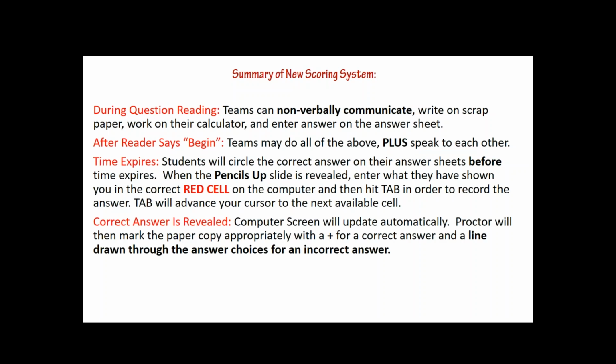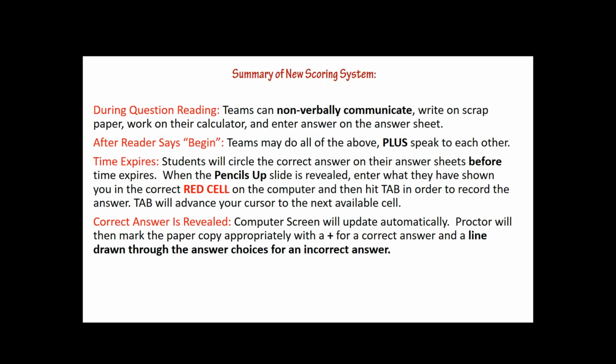The question reader will then reveal the correct answer. The computer screen in front of you is going to update automatically. That's basically because you have a scorekeeper at another table entering the answer in the answer key, and they won't do that until everybody has entered an answer at the tables. So once that has updated, you will, as a proctor, mark the paper copy appropriately with a plus for a correct answer and a line drawn through the answer choice for an incorrect answer.